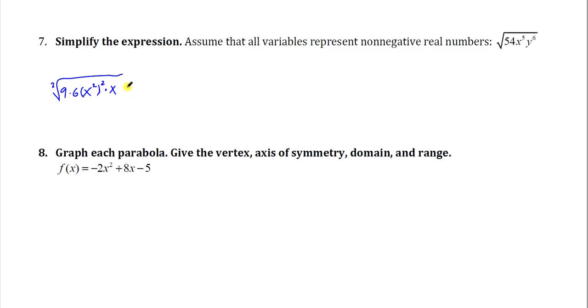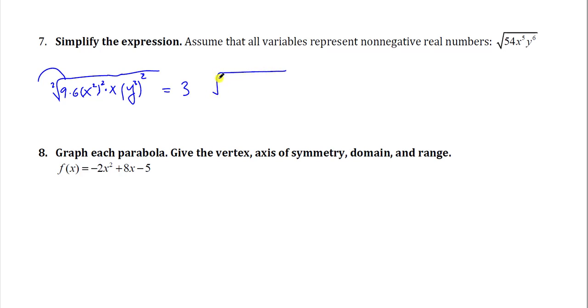The same thing with y. I want to make y have a perfect square too. So what power can I have? I can get 3 times 2, which is 6, which is y to the 6th power. Right. Now we can simplify for the last step. The square root of 9 goes outside to become 3.